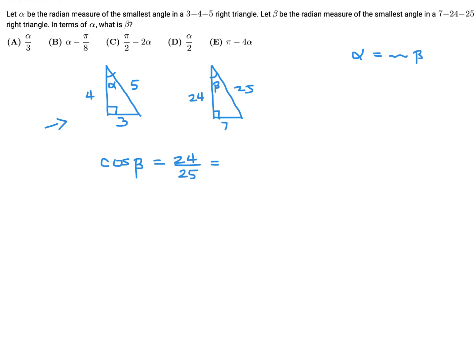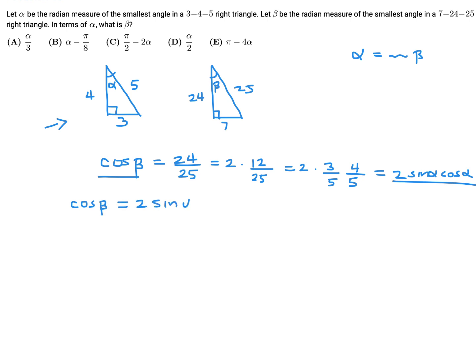So 24 over 25, initially I see that as 2 times 12 over 25. And then that 12 can be divided into 3 times 4, and the denominator into 5 and 5. So the 3 over 5 is actually the sine of alpha, and the 4 over 5 is the cos of alpha. So we got from there to there. That's pretty good progress, right? So the cos of beta is equal to 2 sine alpha cos alpha.